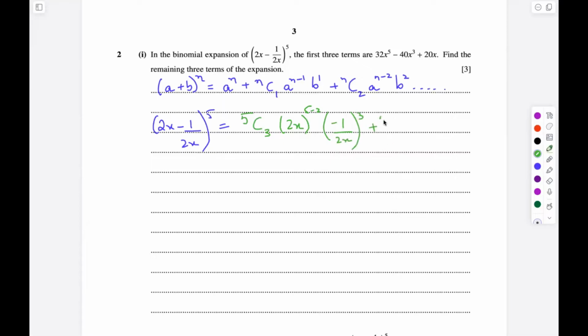Then we'll have the next term, which is 5C4, so this will become 2x to the power 5 minus 4 and minus 1 upon 2x to the power 4. And the last term will be 5C5, 2x to the power 5 minus 5, and this will be minus 1 upon 2x to the power 5.